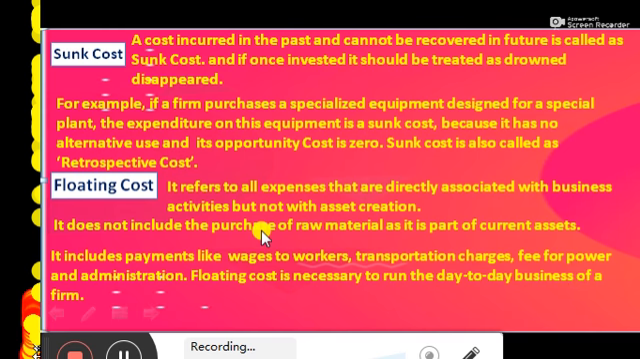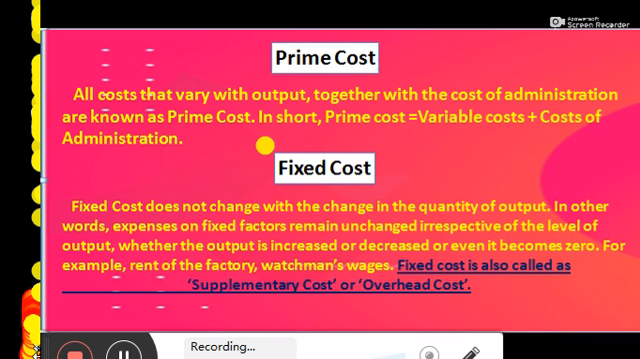ஓகேங்களா? ஃப்ளோட்டிங் காஸ்ட் வந்து ஒரு நிறுவனத்துக்கு ஆகின்ற அன்றாட செலவுகளை சரி செய்வதற்காக பண்ணுற இடம். ஸ்மூத் ரன்னிங் ஆஃப் த இண்டஸ்ட்ரி அப்படின்னு சொல்லுவாங்க. That is called a floating cost. Next, prime cost.